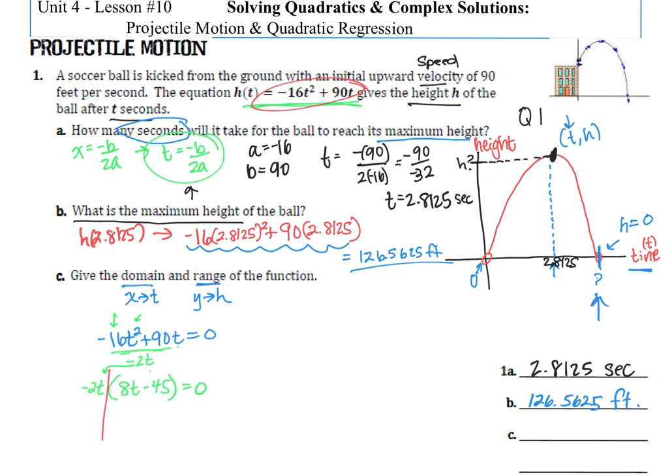Now to finish solving for t, when we factor, each factor gets set equal to 0. So negative 2t equals 0, and 8t minus 45 equals 0. Then each side gets solved for t.